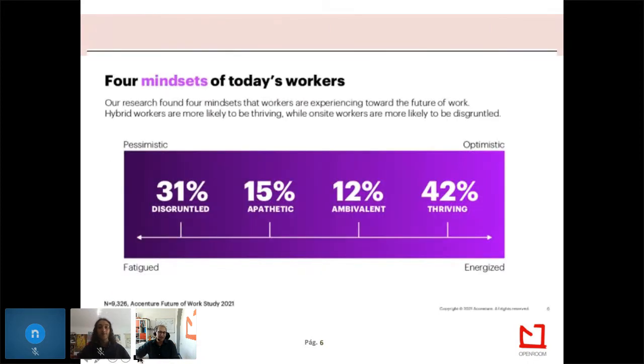And another really interesting study, from Accenture this year, says that there are four different mindsets of workers today when they are coming to this hybrid model.